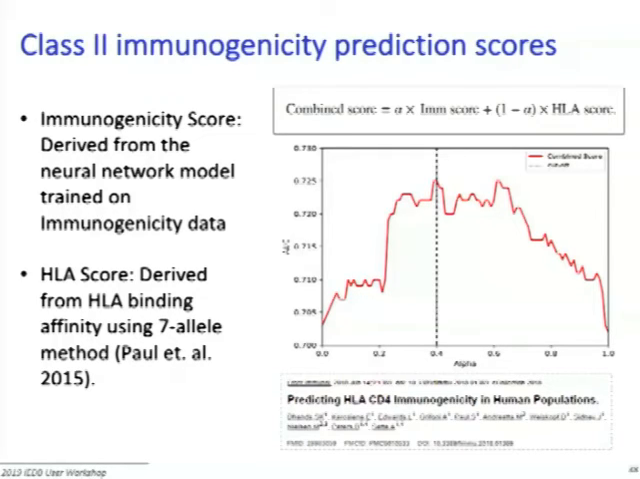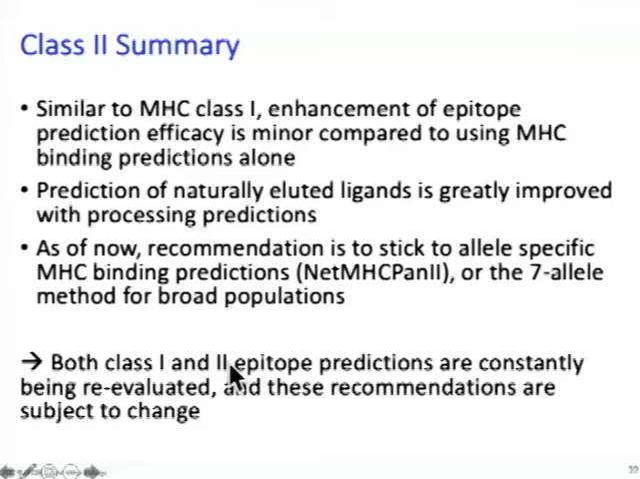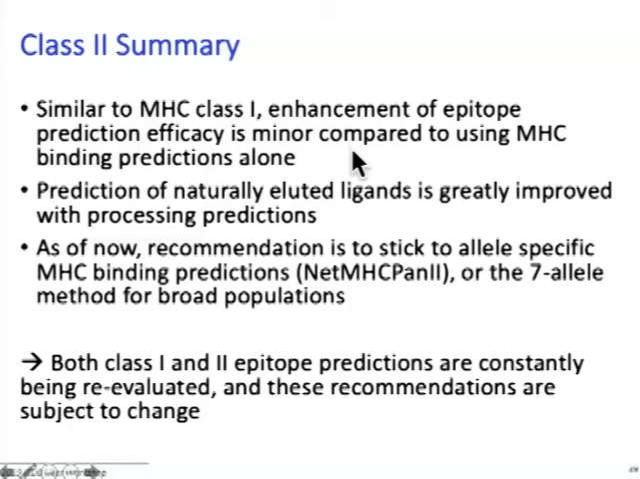So again, the vast majority of the prediction performance you're getting comes from the binding predictions by themselves. Summarizing for MHC class 2, similar to class 1, we see an enhancement of prediction efficacy. There's a minor improvement beyond MHC binding predictions using the immunogenicity or the naturally eluted ligand predictions, but the predictions of naturally eluted ligands themselves are greatly improved.